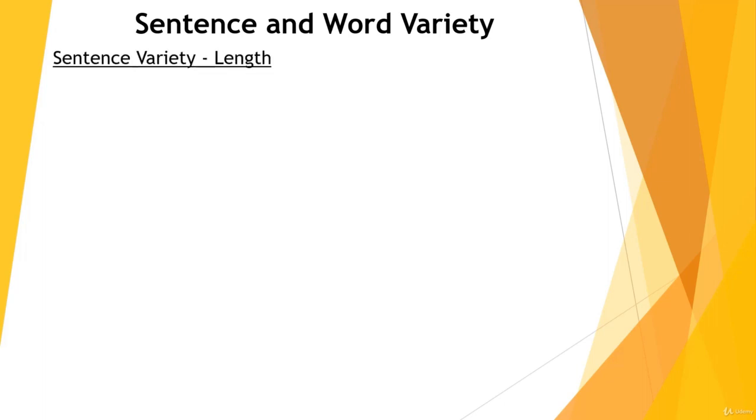Sentence variety, length. Several sentences of the same length can make for bland writing. One short sentence after another makes your prose sound choppy and childish. Here is an example.